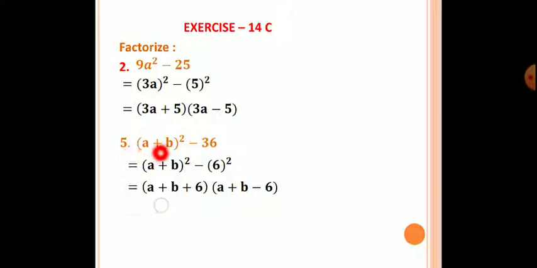Question number 5. (A plus b) whole square minus 36. So one of the terms is (a plus b) whole square, another can be written as 6 whole square. So again it is in the form of a square minus b square. So we can write it as (a plus b plus 6)(a plus b minus 6).